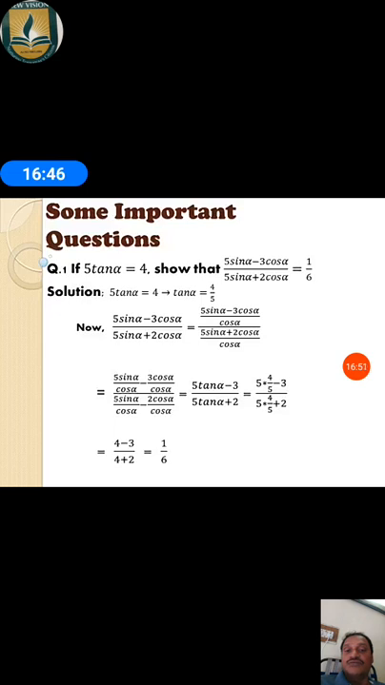Now, 5 sin alpha minus 3 cos alpha whole by 5 sin alpha plus 2 cos alpha. Dividing numerator and denominator by cos alpha, we get 5 sin alpha by cos alpha minus 3 cos alpha by cos alpha, whole thing divided by 5 sin alpha by cos alpha plus 2 cos alpha by cos alpha. Right? That is 5 tan alpha minus 3 by 5 tan alpha plus 2. Now you know tan alpha is equal to 4 by 5. You substitute and simplify, you will get finally the answer as 1 by 6.